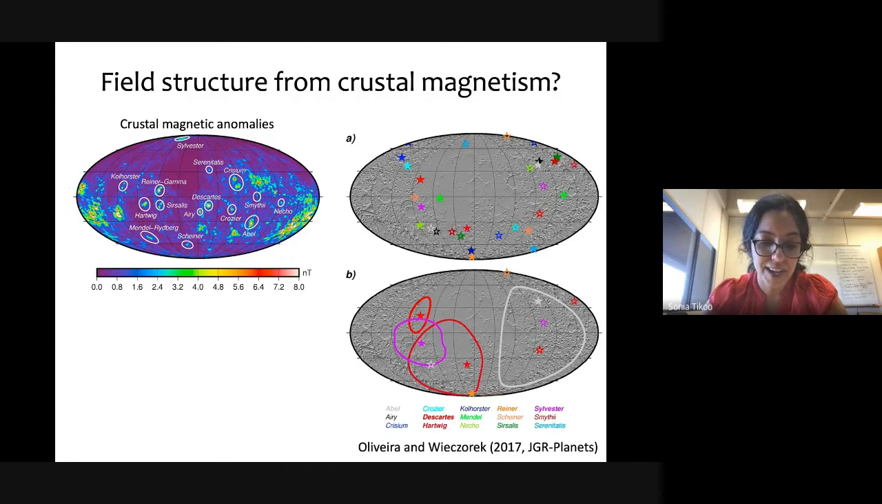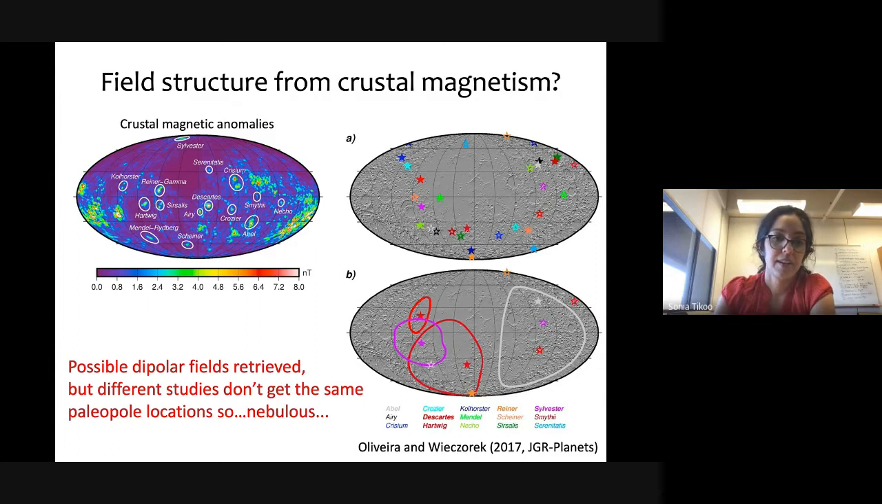If it turns out that we do not have an axial dipole from paleomagnetic measurements, that could be evidence that maybe if the moon had a dipolar field, it was not axial, or maybe it didn't have a dipolar field at all. Maybe it had a field that was multipolar. And so there's a lot of work to be done in the future, constraining the lunar field geometry.